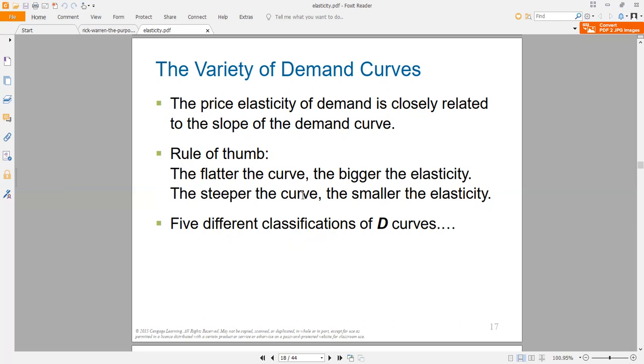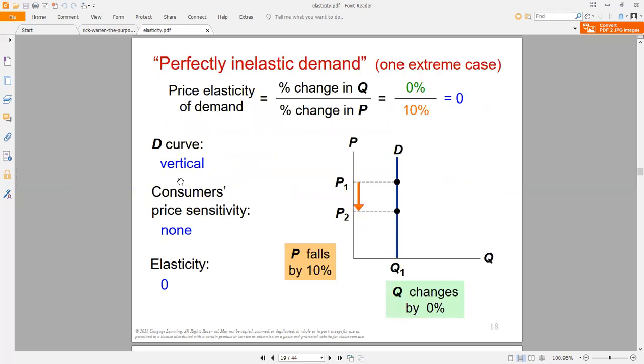Okay, so let's look at the 5 types of demand curves. Now we have the perfectly inelastic demand. This is one of the 2 extreme cases that we have. Let's look at the diagram. It is a vertical demand curve. What this means is that quantity demanded does not respond to changes in price. Even if price changes, you still demand K1. So there can be a percentage change in price, assuming the percentage change in price is 10%. There is no percentage change in quantity demanded, because quantity demanded does not change. It's always at K1. So the percentage change there is 0.